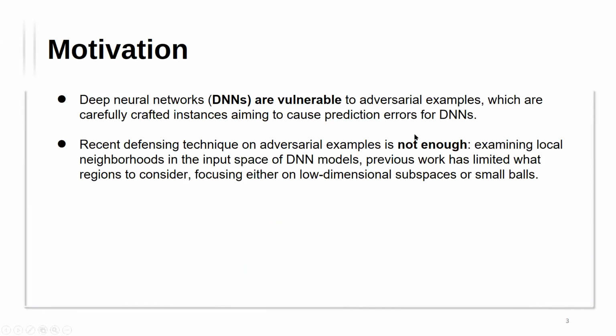Anyway, the motivation of this paper is, first, that deep neural networks are vulnerable to adversarial examples, and recent defense techniques against adversarial examples are not enough. They think the existing techniques in 2018 only examine local neighbors in the input space of the deep neural network. We will talk about two specific defenses later, but all of them have this limitation: they all look at the local neighbors of some input. So when we say local neighbors, there are remote neighbors that will still influence the vulnerability of the network, right?